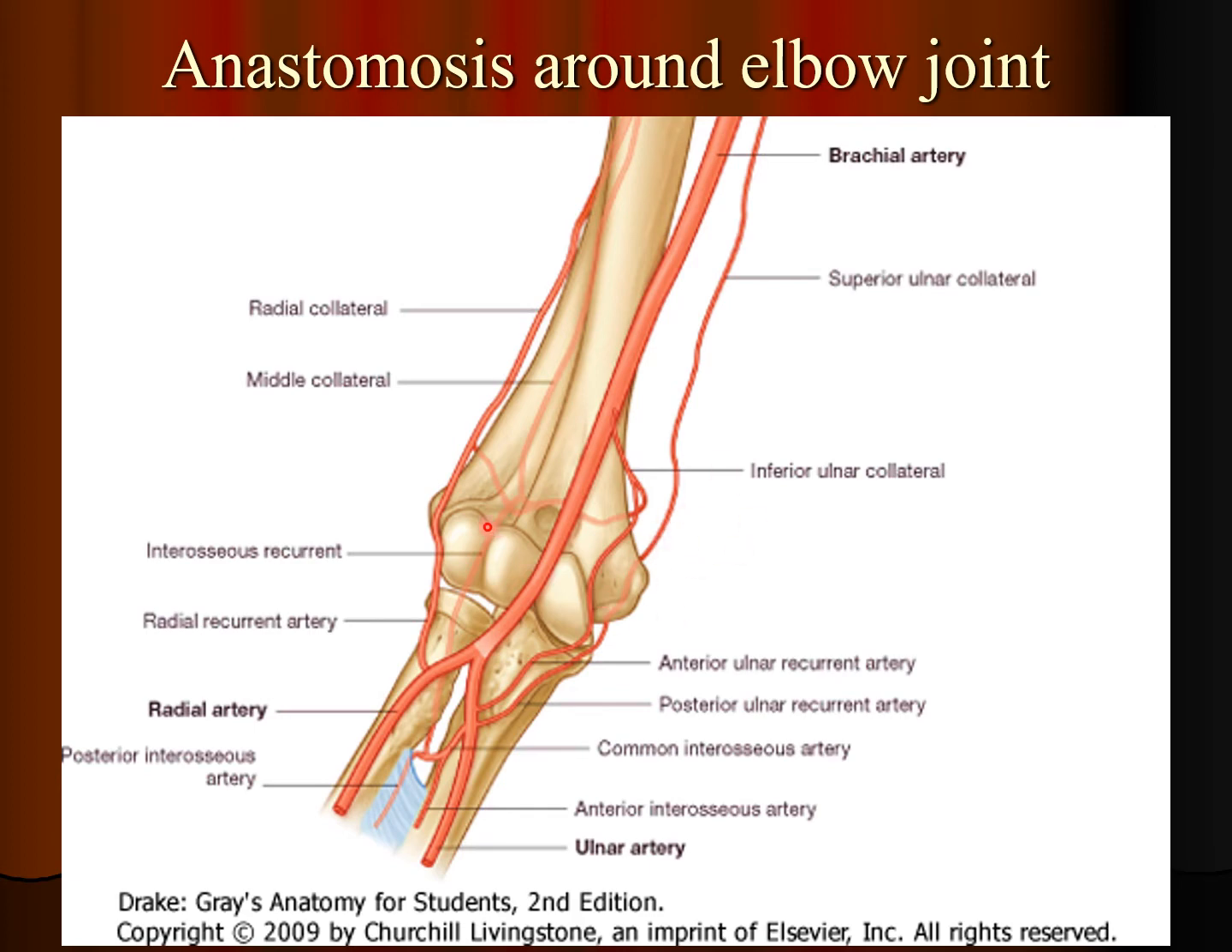In the same way, on the lateral side, radial and middle collateral branches anastomose with the radial recurrent artery and interosseous recurrent artery, which are the branches of the radial artery, and take part in anastomosis around the elbow joint. So these are the branches of radial, and these are the branches of ulnar, and these are the branches of brachial. They form anastomosis around the elbow.